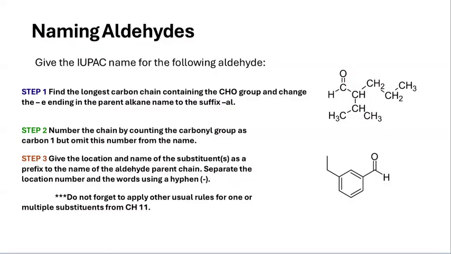You're going to number the chain, counting the carbonyl as carbon 1, and this is only for straight chain aldehydes. We're going to see in the bottom examples how we treat aromatic aldehydes. And then we have to give the location and the name of the substituents as a prefix of the name of the aldehyde parent chain. Please do not forget to put hyphens between numbers and letters.